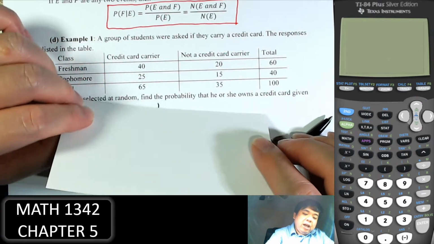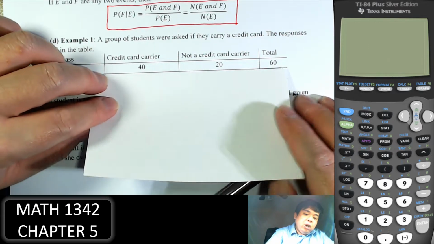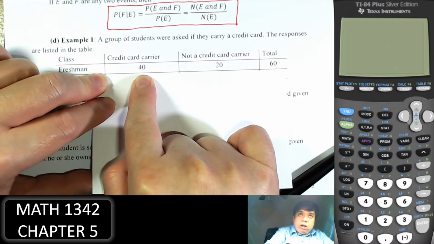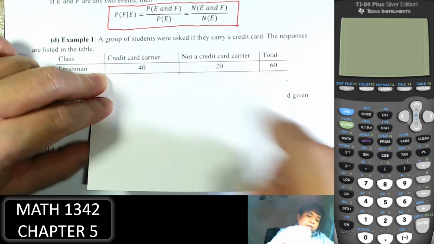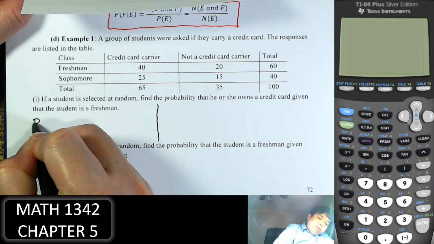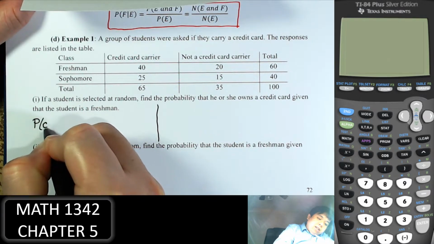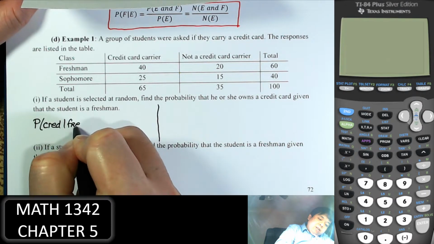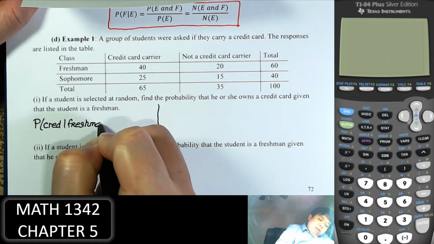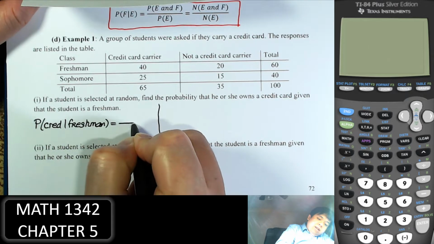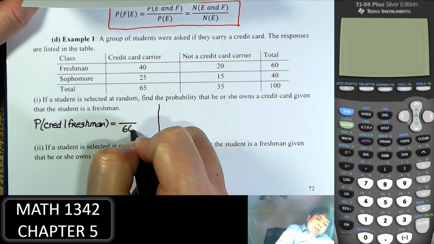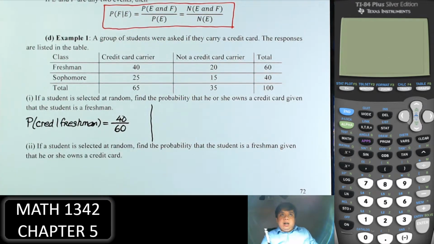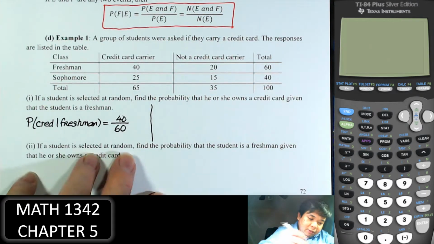So we know that 60. Find the probability that he or she owns a credit card. So out of these 60, 40 carry a credit card. So we have 40 out of 60 who carry a credit card, given that the student is a freshman. There are 60 freshmen, and 40 of those carry a credit card, which is 2 over 3.